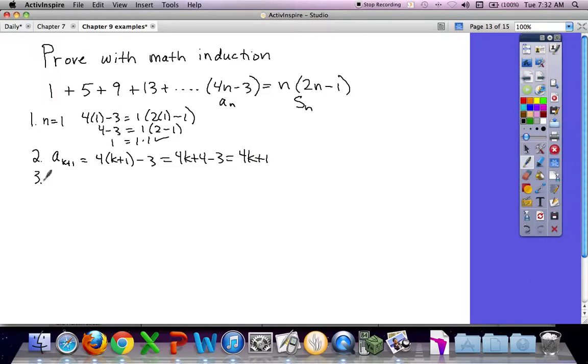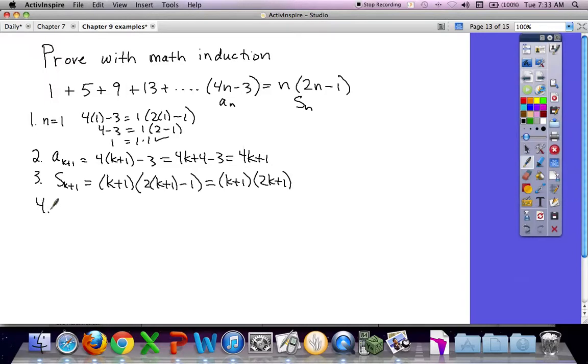And we will also need sk plus 1. So using this formula for Sn, everywhere you see an n, put a k plus 1. K plus 1 times 2 times k plus 1 minus 1. Simplify. K plus 1 times 2k plus 2 minus 1, 2k plus 1.